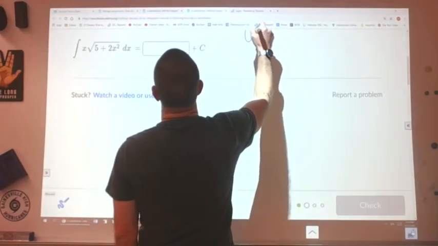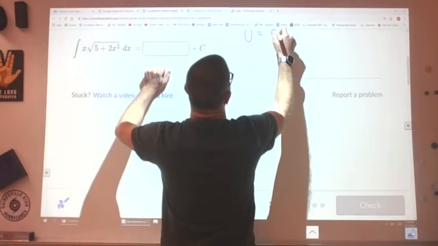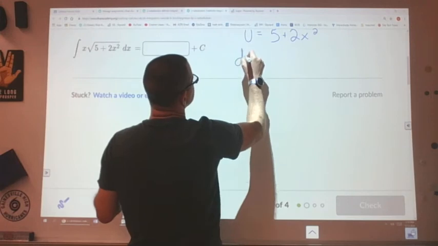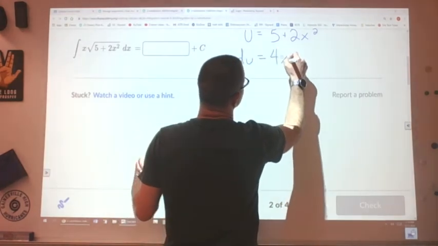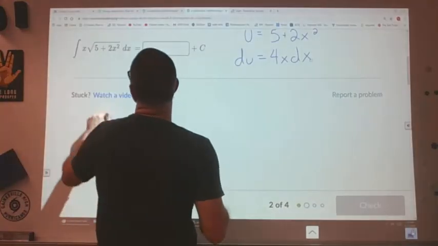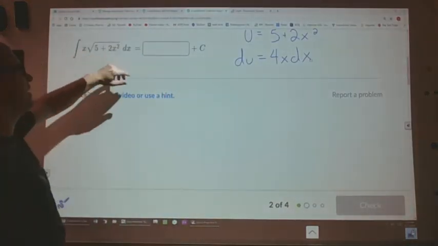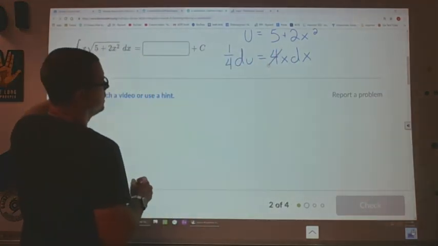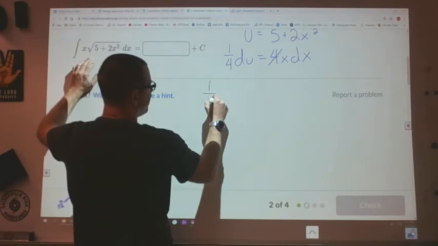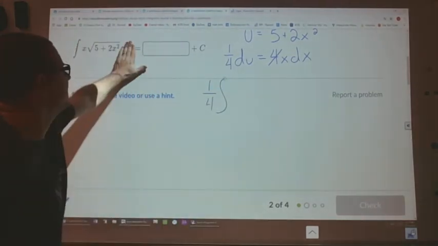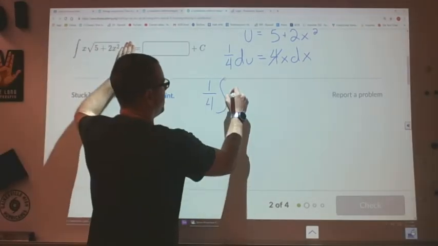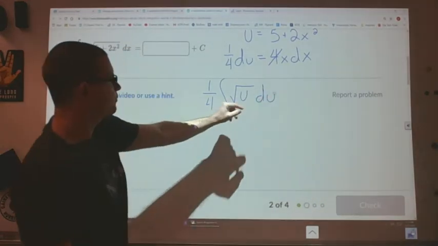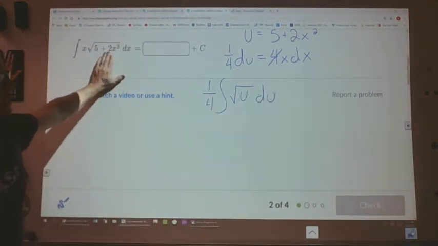So here, u is going to be 5 plus 2x squared. Du, we've already said, is going to be 4x dx. And then, since I only have the x on the outside here, I need to get rid of the 4, so it's really just going to be 1/4 du. So I can write my integral. It's 1/4 the integral. The x and the dx are going to be covered by du, so it's the square root of u du.